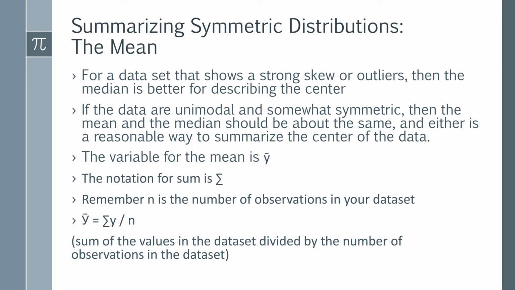Now, the variable for the mean is y bar. And we have this notation sigma, that just means the sum. And if you remember from before, n is the number of observations in our data set. So the calculation for the mean is we sum up all of the values in our data set, and then we divide by the number of observations in the data set.